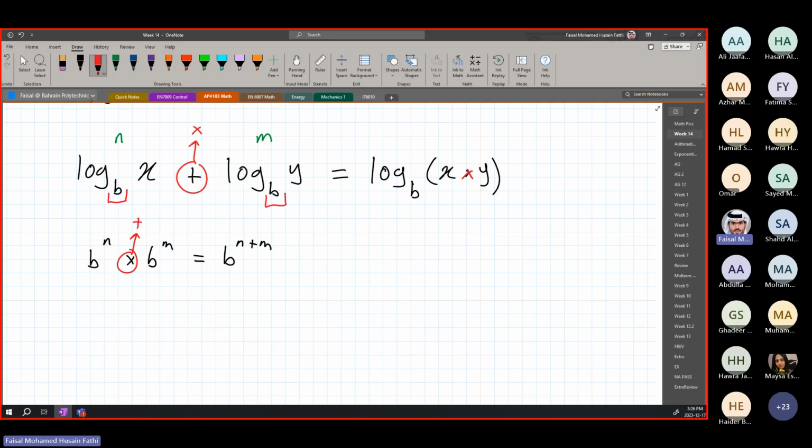So the bottom one is for the law of exponents. The top one is for the law of logarithms. It's the same exact concept, but it's just reversed.